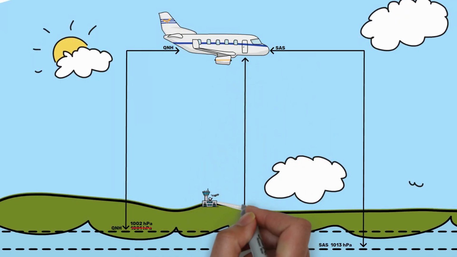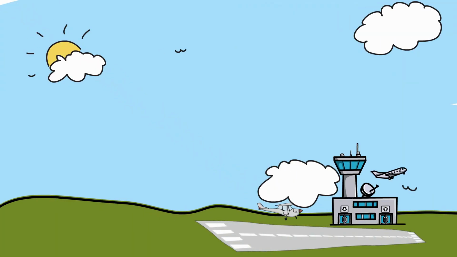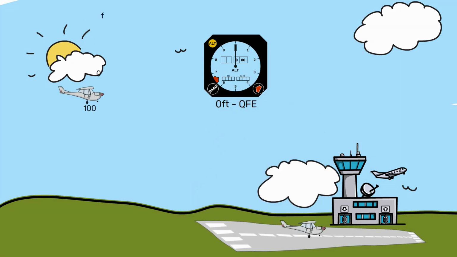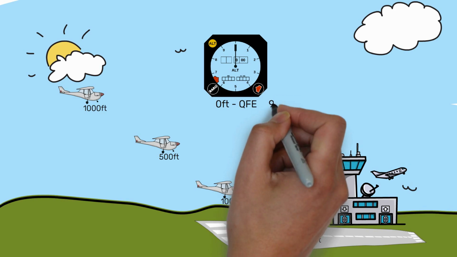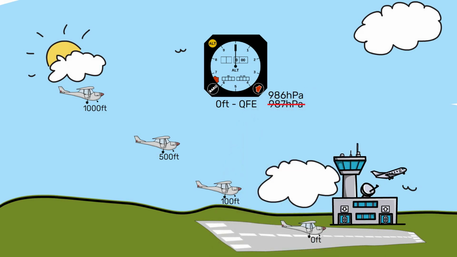QFE is generally associated with the current air pressure at runway level. The reason why this is so helpful is that when you land, your altimeter will read 0. So it's helpful for you to see how high above the runway you are as you're descending. Similar to QNH, QFE will change as the air pressure moves.